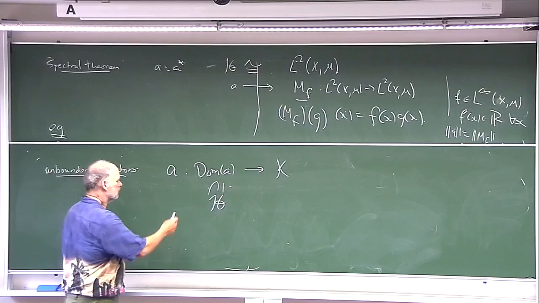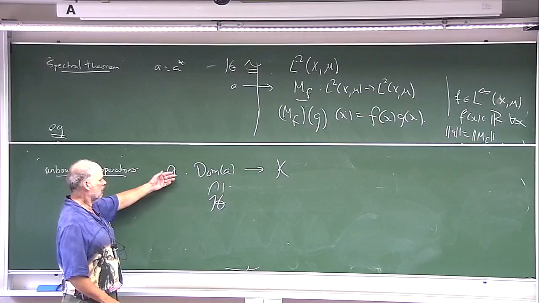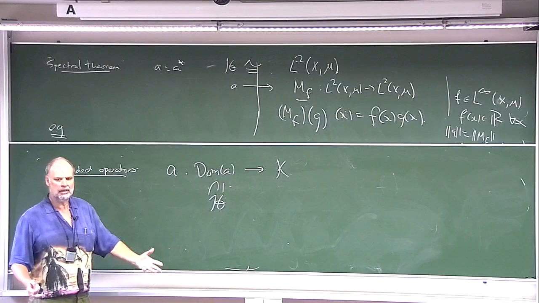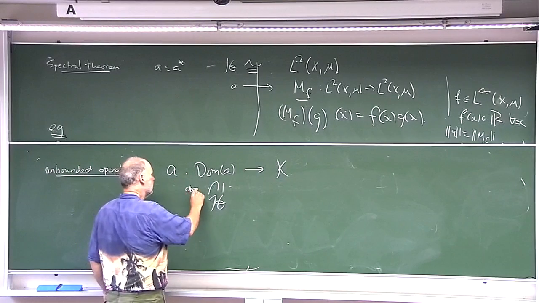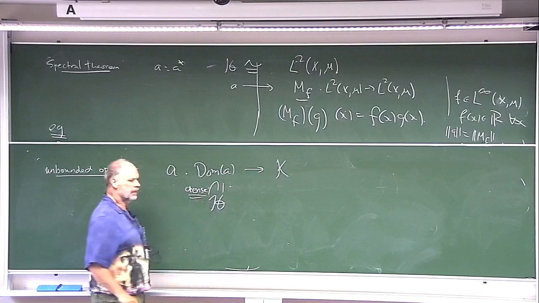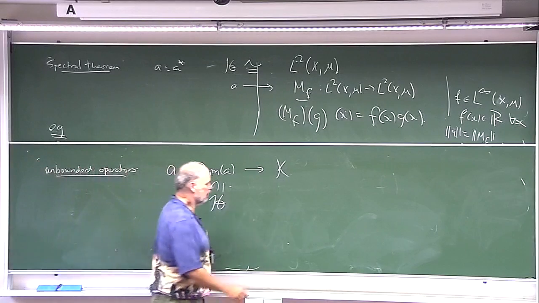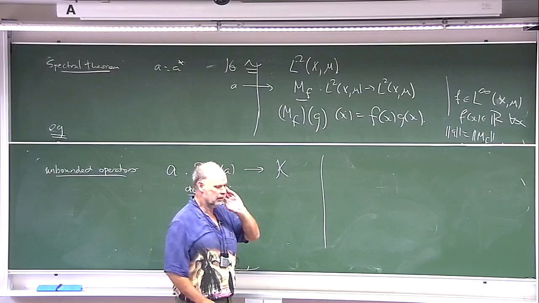Okay, so that's the definition of an unbounded operator. And to avoid trivialities, let's suppose that the domain of A is a dense subspace. Right, so if you want examples, we have them immediately. We have two that we're going to deal with immediately.